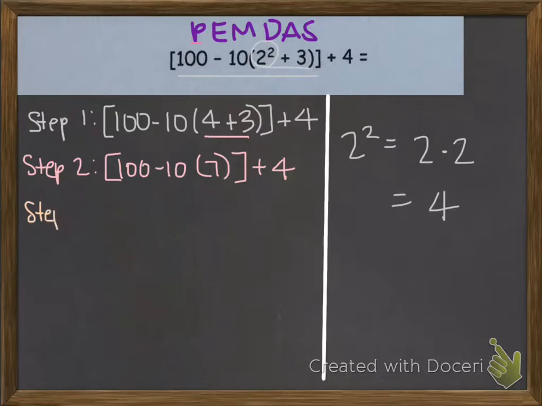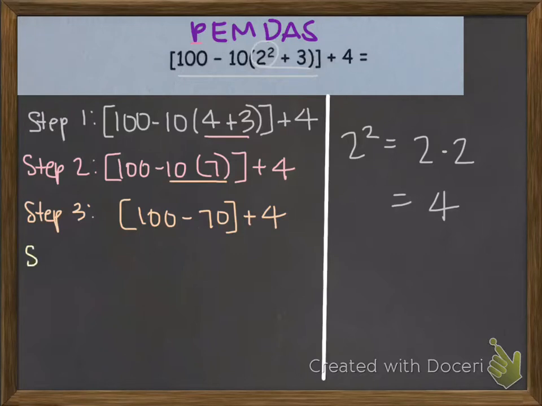So step 3 is me looking inside of the brackets and saying, well, what do I solve first? I have 100 minus 10 times 7. Well, in PEMDAS, we always multiply or divide before we add. So I have to solve 10 times 7 before I can do anything else inside the brackets. I know that 10 times 7 is 70. So I'm going to write 100 minus 70 and bring everything else down because I have not solved for those things yet. So I'm still inside of my brackets, and I still need to solve what is left inside of the brackets.